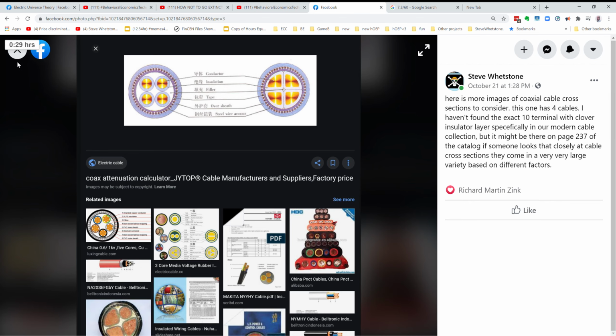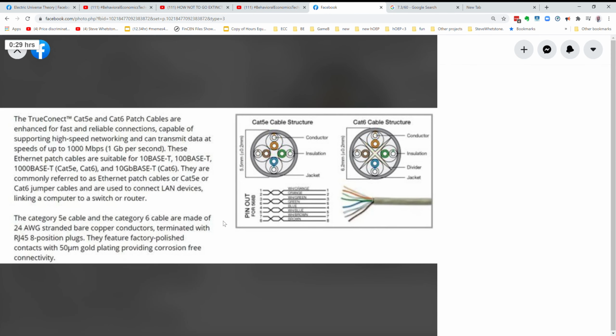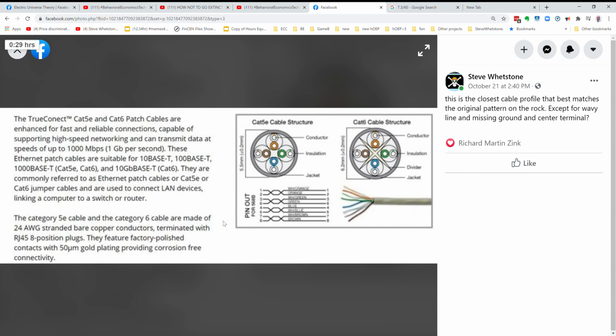Steve Whetstone: This is the closest cable profile that best matches the original pattern on the rock, except for the wavy line and missing ground and center terminal.